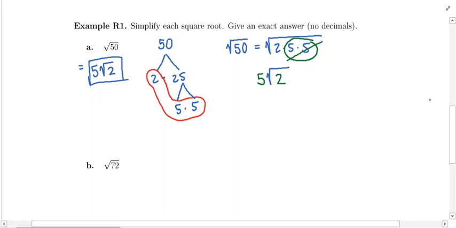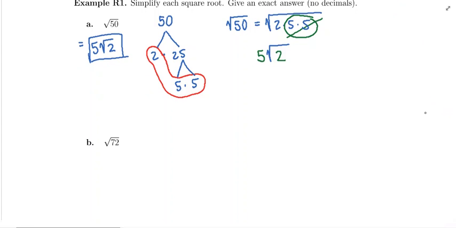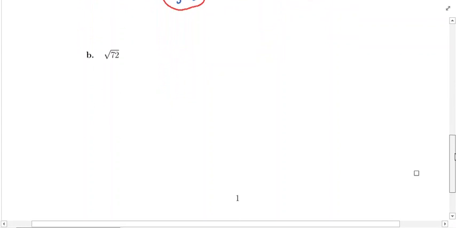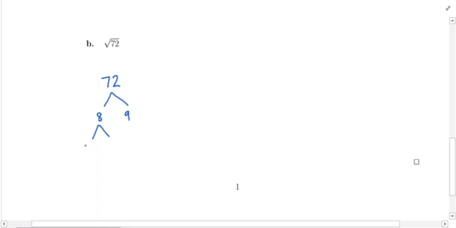Let's try another one. In part B, we're going to try to do the square root of 72. We're going to do it the same exact way. We are going to start by building a factor tree for 72. The first pair of numbers that pop into my mind are 8 and 9. 8 times 9 gives me 72. I'm going to work with the 8 and start breaking that down.